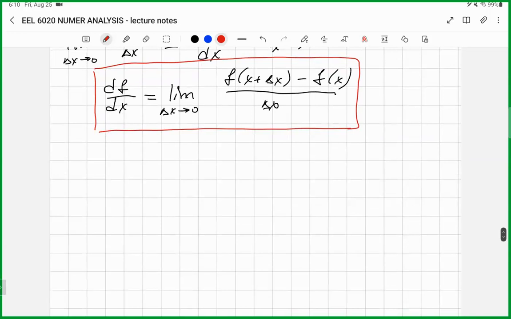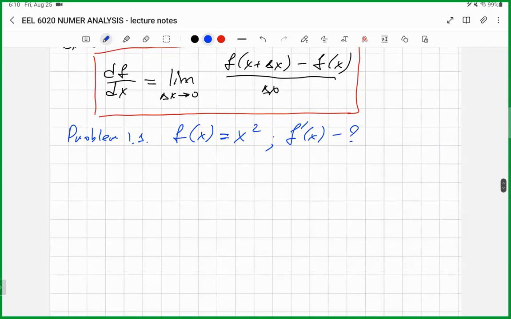That will be framed as this formula. So let's consider a very simple problem, Problem 1.1. Given a function x to the power of 2, what is the derivative of this function? Without using the formulas, but using this definition of the derivative. So basically, I write df over dx.